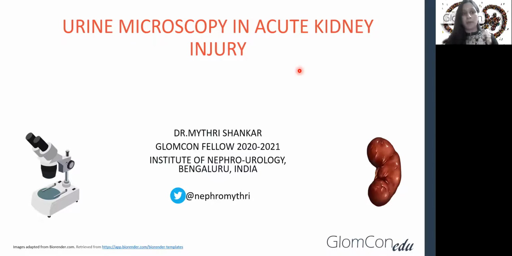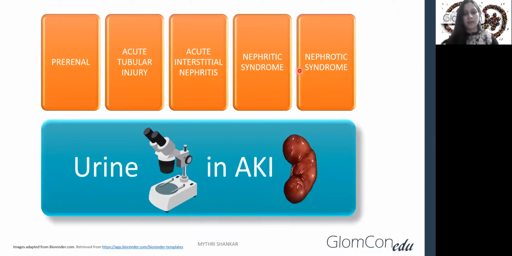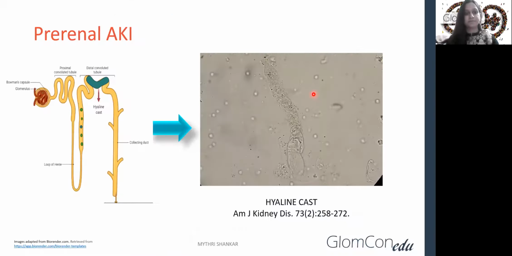Today I'll be talking about urine microscopy in acute kidney injury. Acute kidney injury can present as several different syndromes such as prerenal syndrome, acute tubular injury, acute interstitial nephritis, nephritic and nephrotic syndrome. Urine microscopy is an invaluable yet accessible tool for differentiating all these presentations. Let's look at the key findings in each of these.